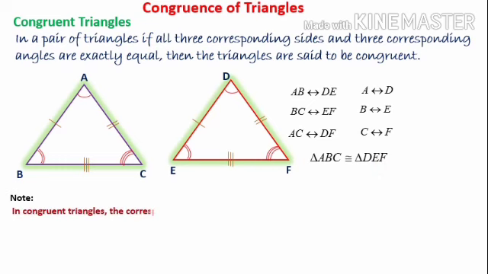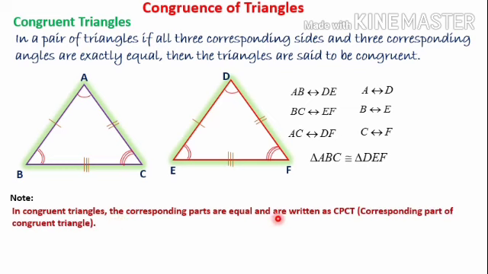We must note that in congruent triangles, the corresponding parts are equal, and this is written as CPCT. It means if two triangles are congruent, their corresponding parts are equal, and the corresponding parts are represented by the short form CPCT. The abbreviation means corresponding parts of congruent triangles: C stands for corresponding, P for parts, C for congruent, T for triangle.